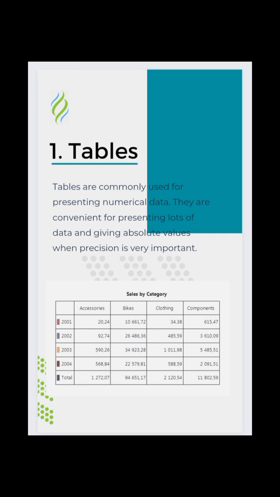The first type is tables. Tables are commonly used for presenting numerical data. They are convenient for presenting lots of data and giving absolute values when precision is very important. And from the pictures below, you can see an example of tables.